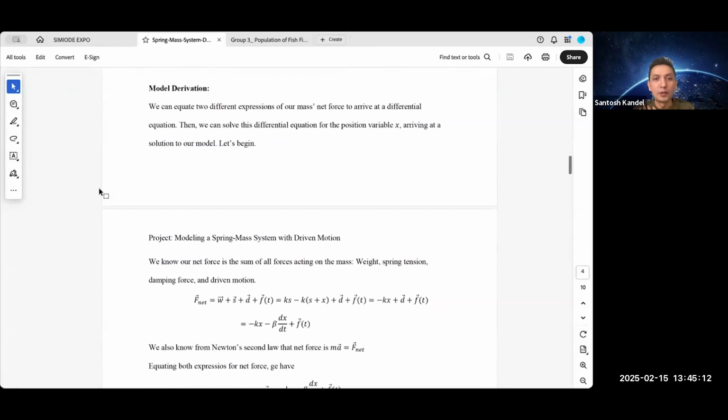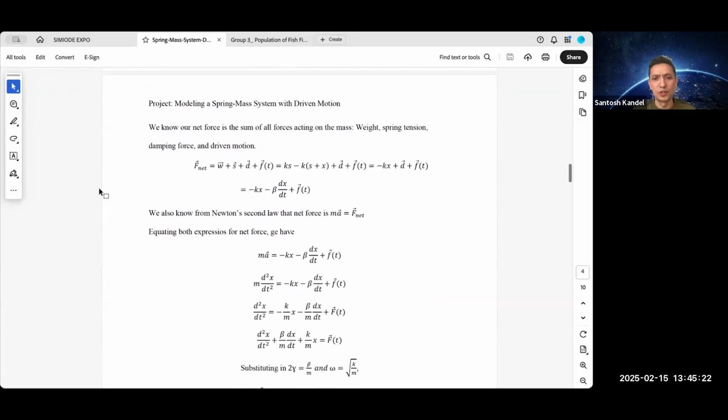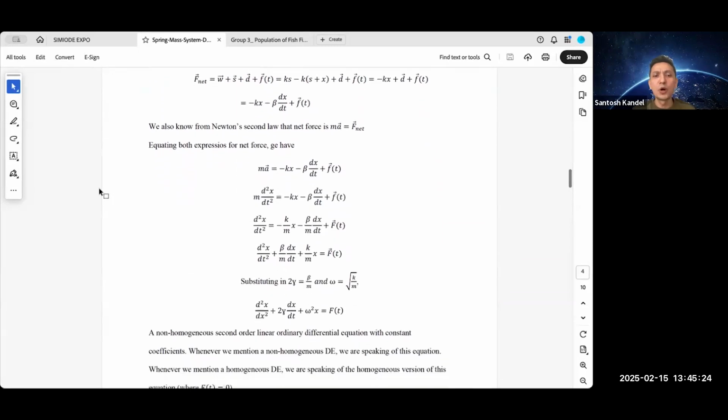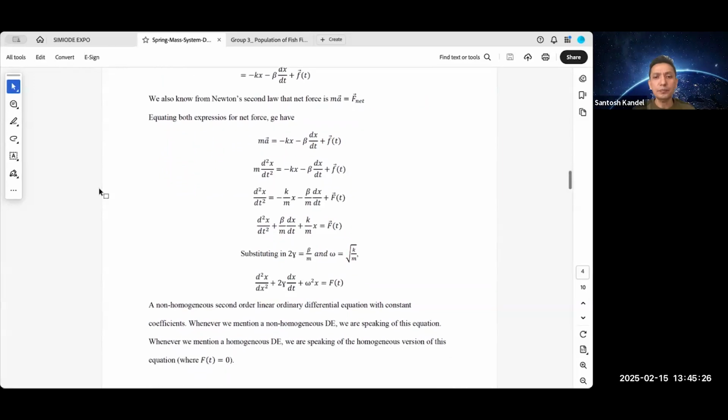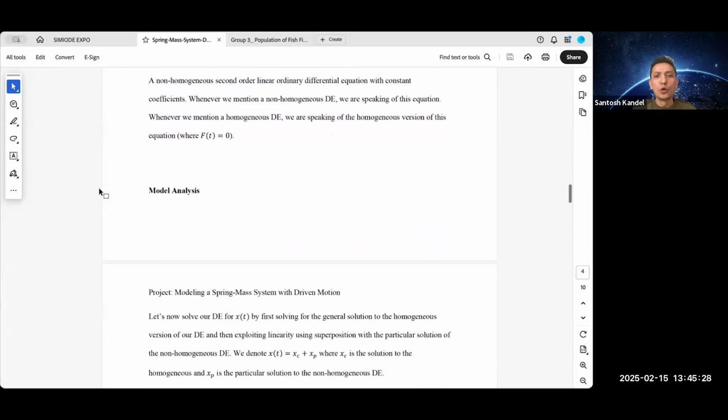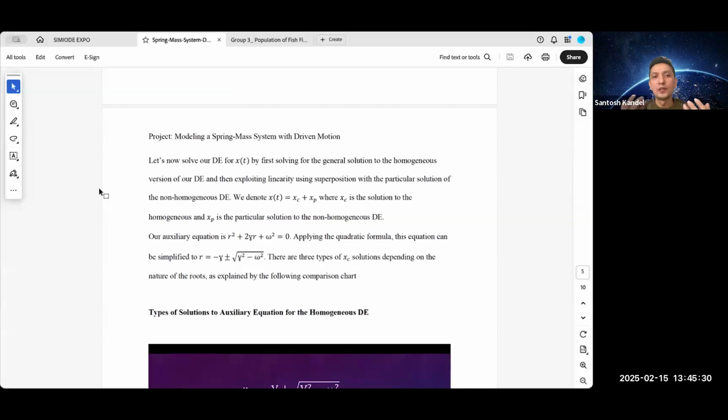And then they go on talking about developing the model, basically giving some details on how they are using Newton's law of motion to derive the model. So this is what they do here. So that is the model derivation part. And then they go on talking about how they would solve the system, basically.